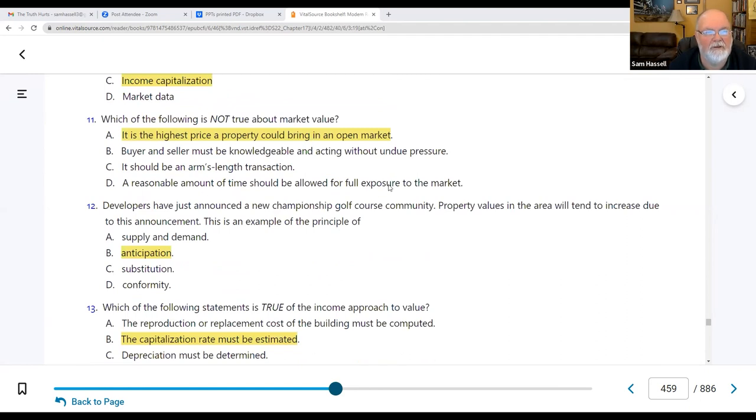Number 11, which of the following is not true about market value? All right. Now, A, it's the highest price a property could bring in an open market. Market value is an opinion of value by the appraiser. Market price is what the property is going to bring in an open market. Okay. So what is true, the buyer and seller must be knowledgeable and acting without undue pressure. It should be an arm's length transaction, both parties working under no duress, and a reasonable amount of time should be allowed for full exposure to the market. All right, we've got to make sure we get all of those.